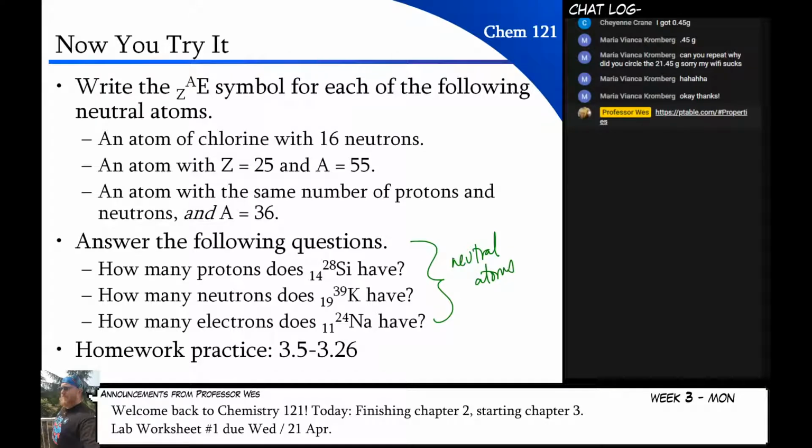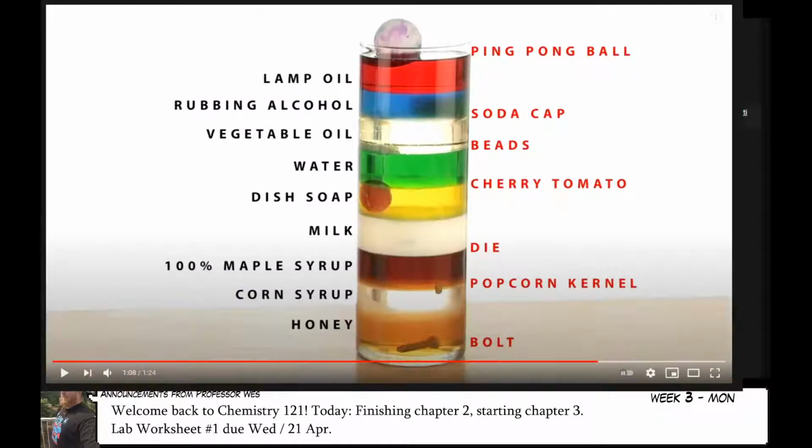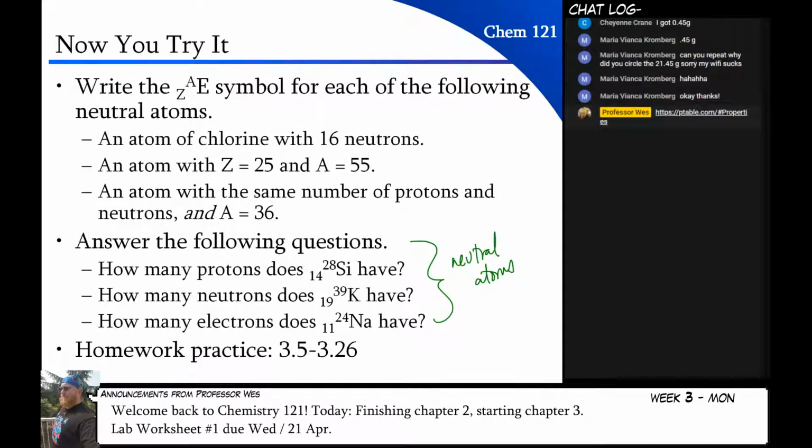All right, go ahead and give this a try. We'll go over the answers in about 5 minutes. See you in a bit. I clicked the wrong thing. That was the density column. We don't need that anymore.